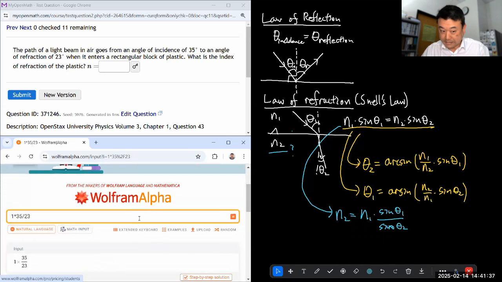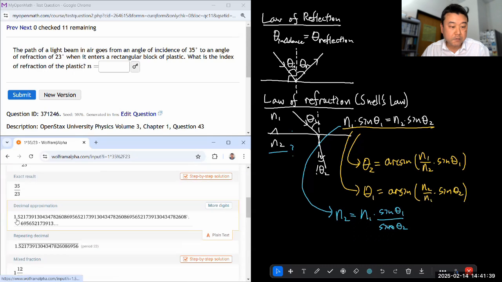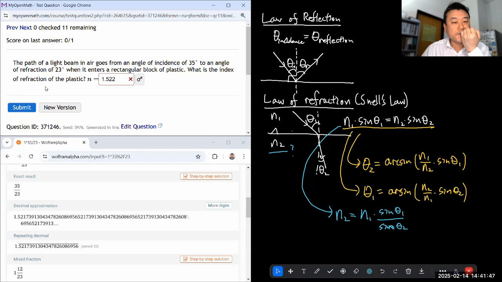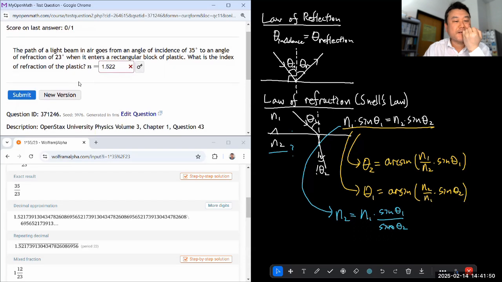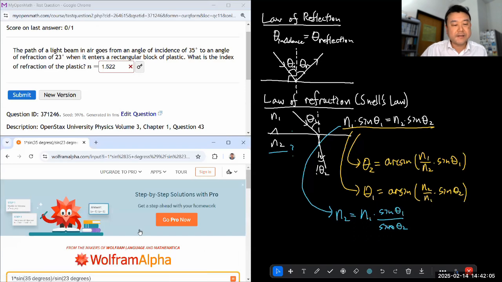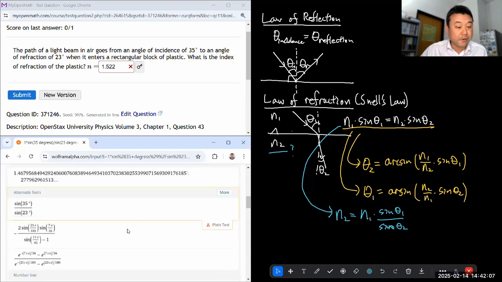So when I do this, numerical answer 1.522. And there's a good chance, 50-50, that it might be graded as correct or not. It's not graded as correct. Okay, that was the other 50. So let me actually work out the exact answer. Sine of 30 degrees divided by sine of 23 degrees. My bet is it's off by a couple percent, and that's enough to make it not correct.